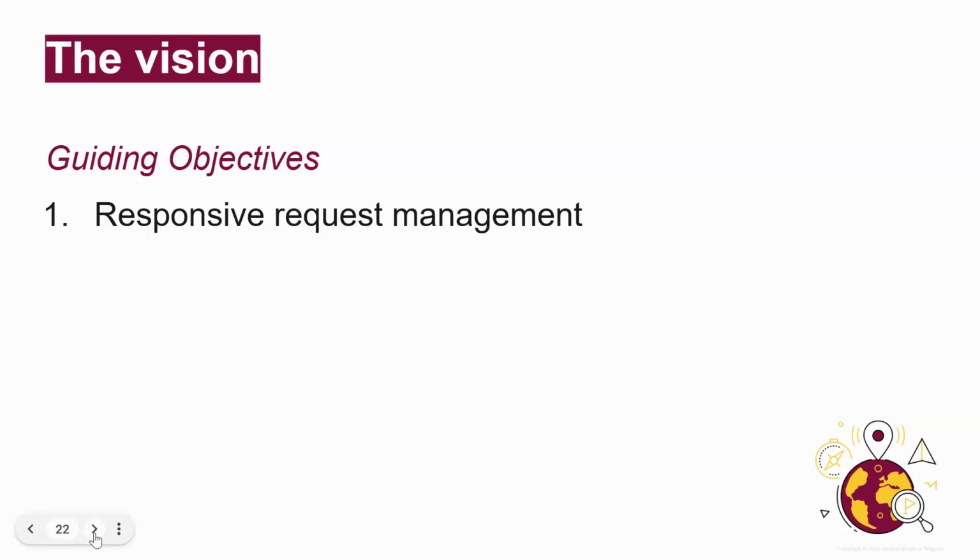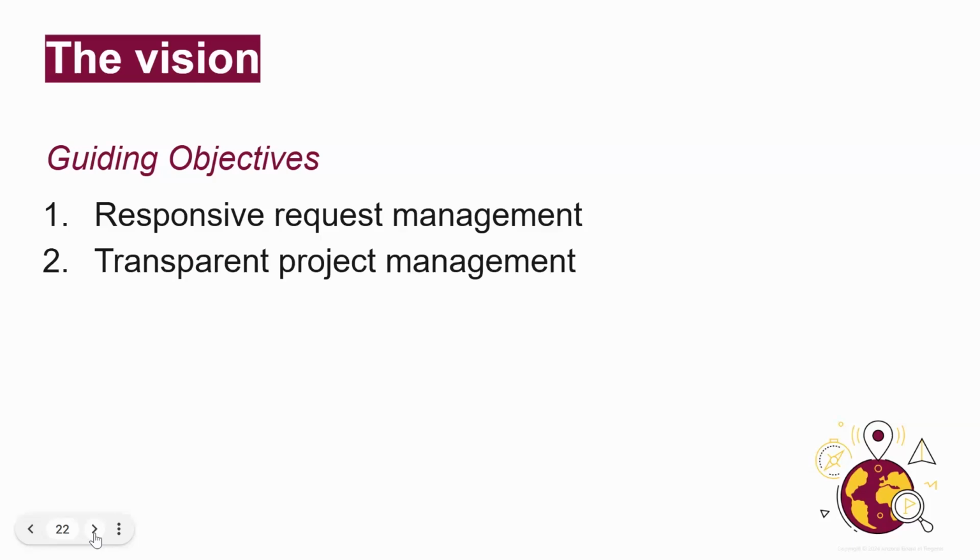So that was number one. We felt like we could improve, we could be more responsive to the needs of our stakeholders. The second is transparent project management. Anyone on the team should be able to answer questions about any of the projects that we were currently working on, should know what the current status is. If someone needs to hand off the project to someone else, that should be a simple handoff with all of the information already there.